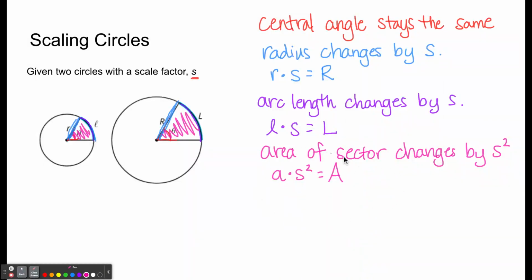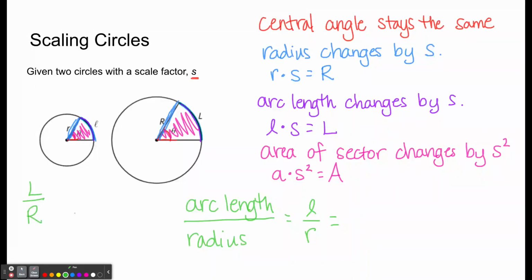Because this changes by a different factor, we're going to talk about comparing the arc lengths and the radii, since those change by the same factor. So the last thing I want to look at is the ratio. This ratio is going to turn out to be extremely important in our class: arc length divided by radius. If we look at the small circle here, arc length is l, and we divide it by the radius r. And for the larger circle, that would be large L divided by large R.